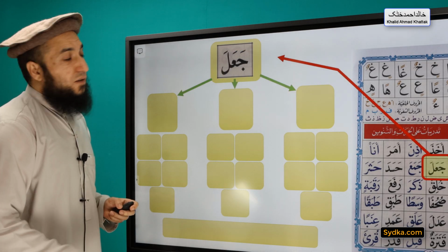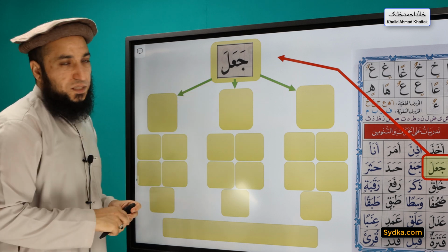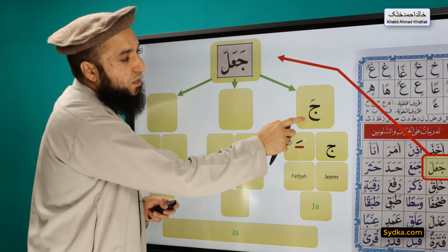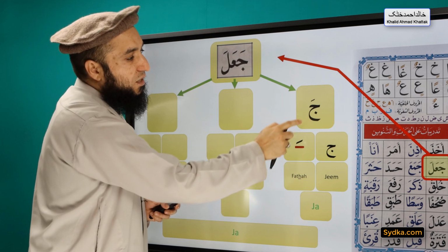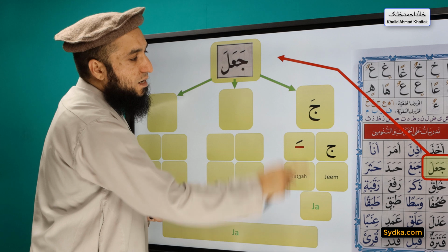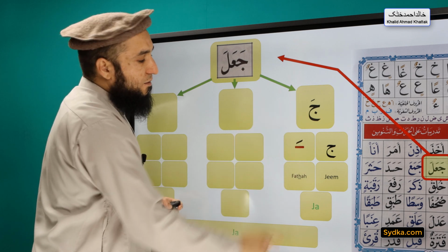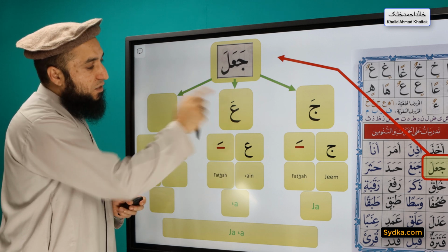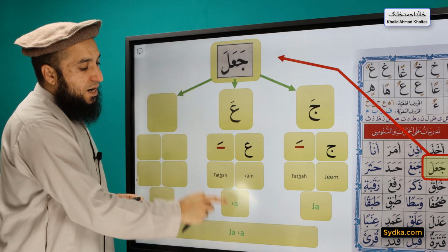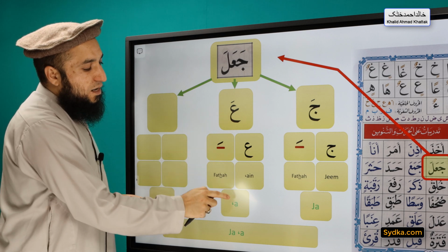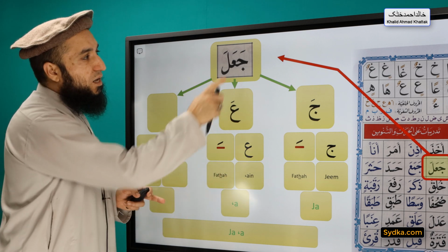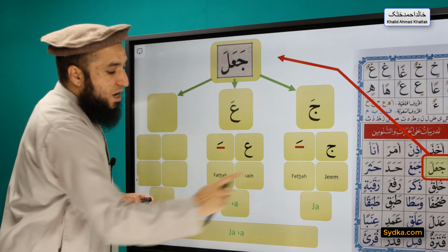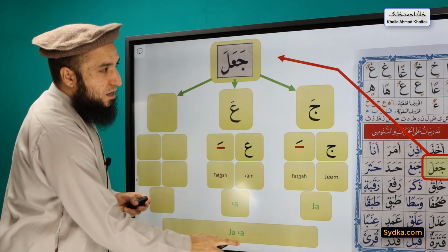So the next word we have is ja'ala and it has three syllables. The first syllable is jim fatha ja, and jim is not silent and we have fatha. Jim fatha ja, jim fatha ja. The second syllable is ayn fatha. The ayn is not silent and we have fatha. Ayn fatha, ayn fatha. Now we're combining the two syllables. We have ja'a, ja'a.